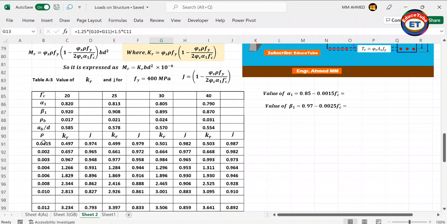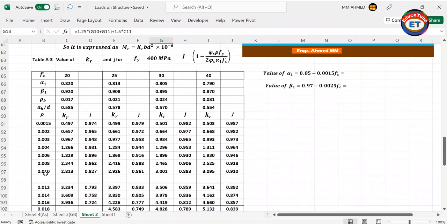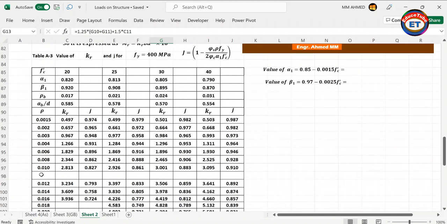So according to the rho, according to the percentage of reinforcement ratio, percentage of steel, say this is 0.01. As I said, we are taking 1%, so we are here. And our concrete strength is 30. So 30 comes down up to this row. We find here 3.